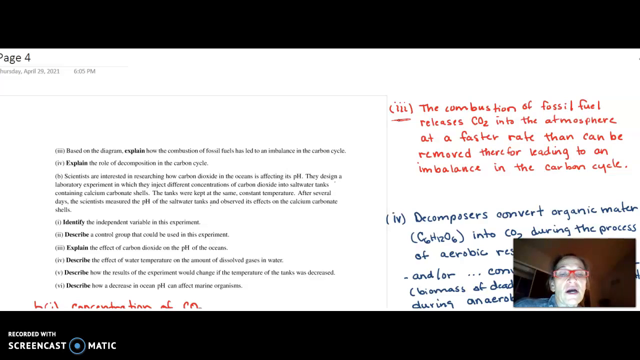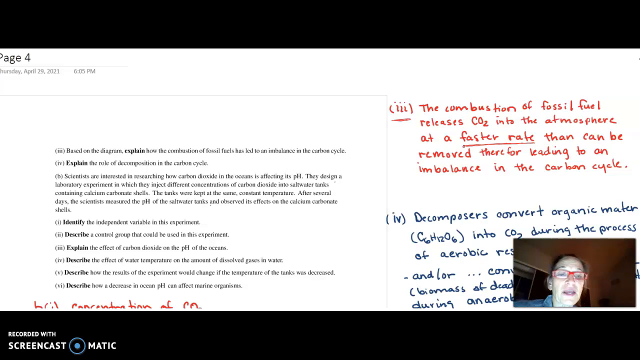And so a good answer, an answer that would hit this, would be just identifying that the combustion of fossil fuel releases carbon dioxide into the atmosphere at a faster rate than can be removed, therefore leading to an imbalance in the carbon cycle. And so that identification that you're releasing carbon dioxide at a faster rate than what you can be taking it back out, that's going to indicate that you're disrupting or creating an imbalance in the carbon cycle.